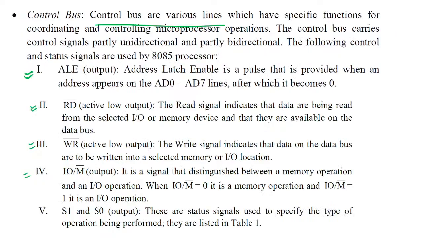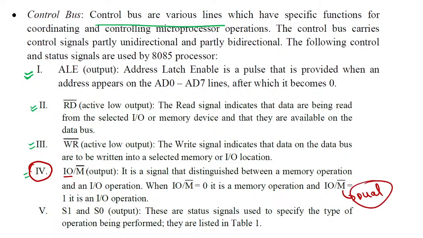This control signal, IO/memory, is used to differentiate whether you want to read or write from memory or from the IO. You can see this is a multipurpose line. If the signal on this line is 1, then you want to read or write from the IO. If the signal is 0, then you want to perform a read or write operation on the memory. So it is a multipurpose line, or you can say it is a dual pin. Dual pin means that with a single line we can do two operations.